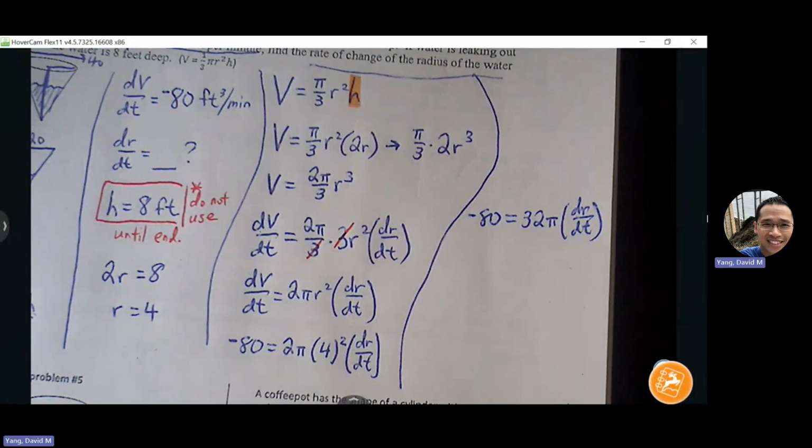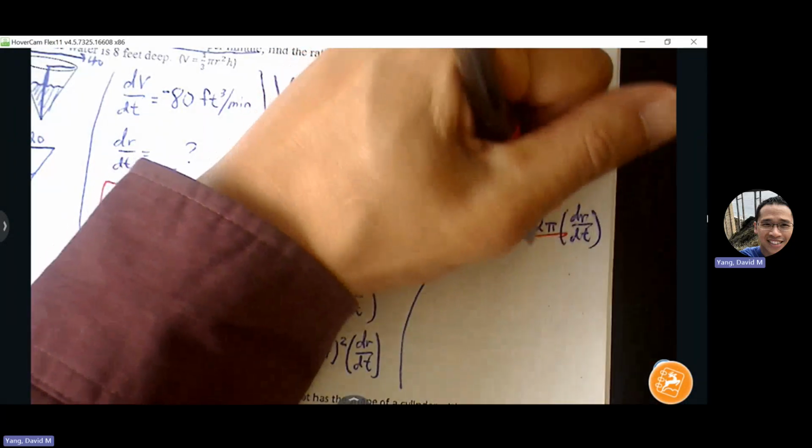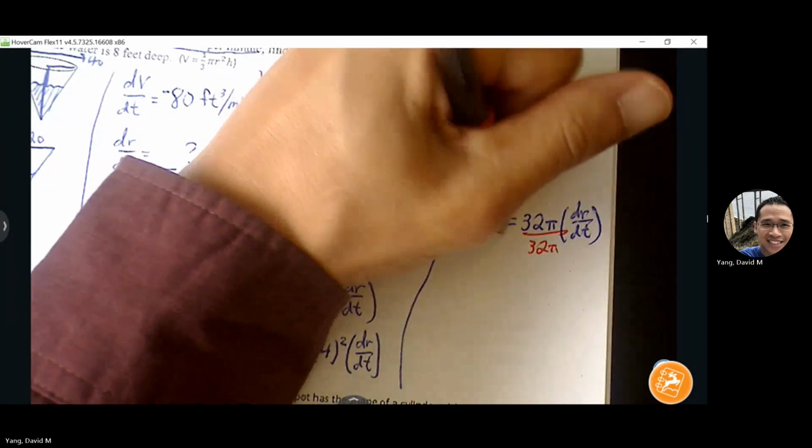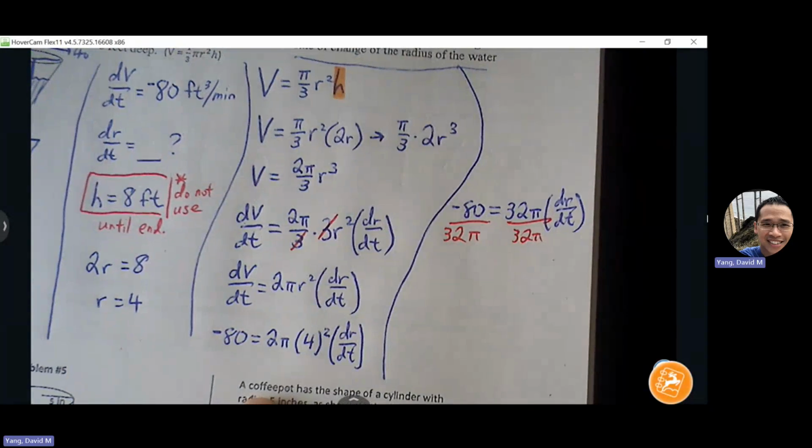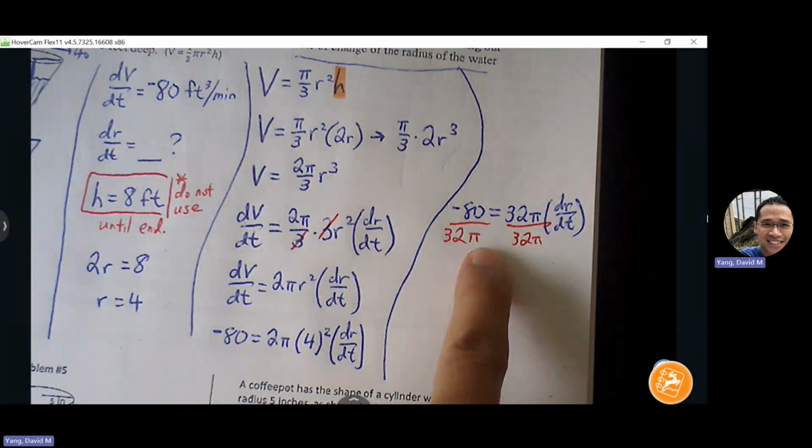Okay, what's next? Yeah, divide by 32 pi. Okay, I want you to make an observation here. Where's the pi located? The denominator. So when everything is said and done, the pi is still going to remain in the denominator. So just keep that in mind.